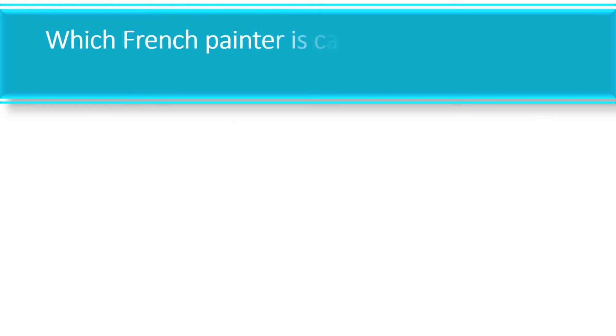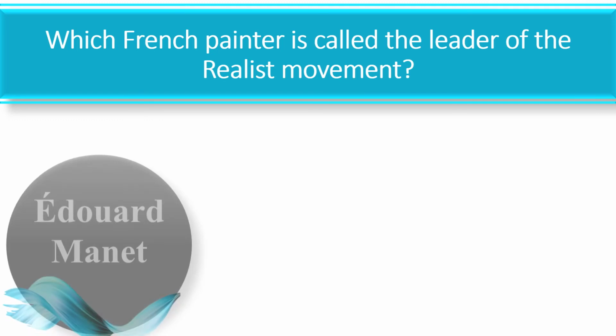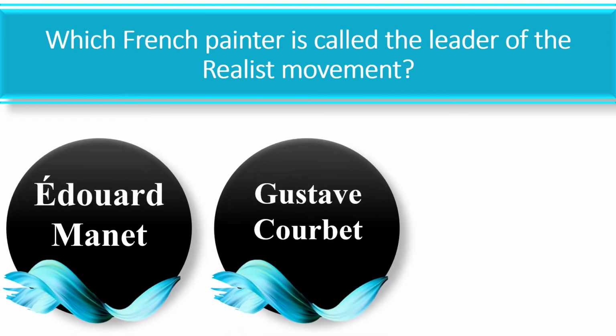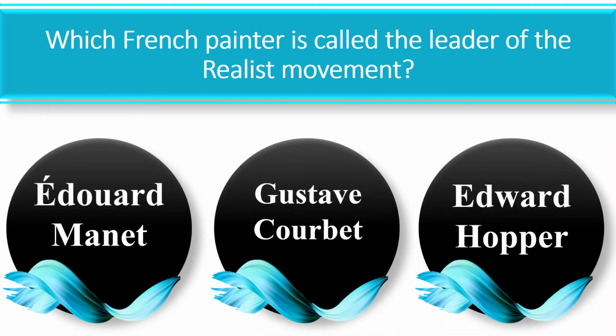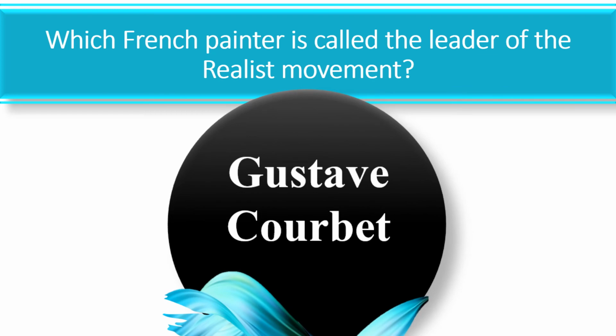Which French painter is called the leader of the realist movement? Edouard Manet. Gustave Courbet. Edward Hopper. Gustave Courbet. Jean Désiré Gustave Courbet was a French painter who led the Realism movement in 19th-century French painting. Committed to painting only what he could see, he rejected academic convention and the romanticism of the previous generation of visual artists.